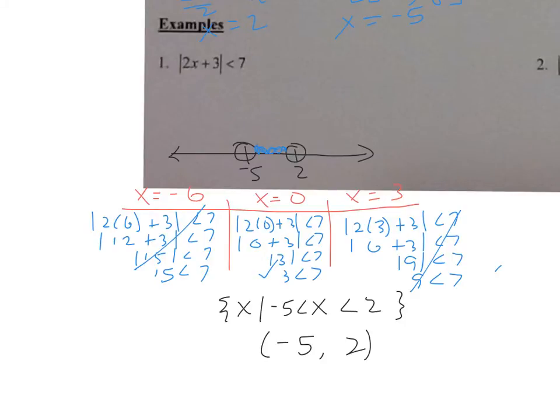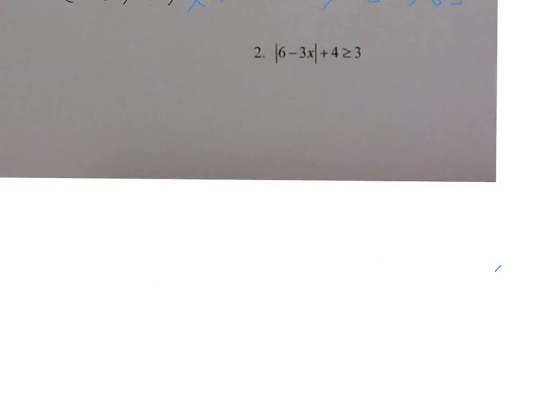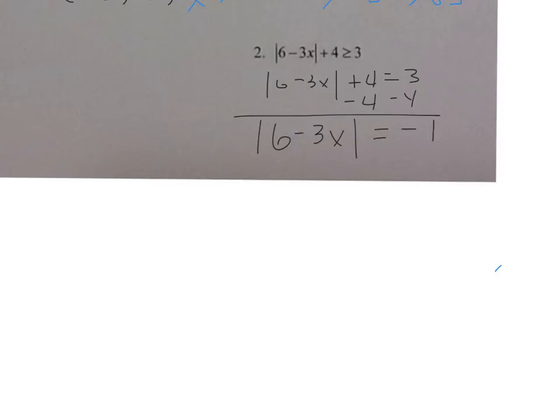Okay, so let's take a look at 2. So the first thing we're going to do is change the inequality to an equal sign. So it's the absolute value of 6 minus 3x plus 4 is equal to 3. And now I'm going to minus 4 to isolate, so it's the absolute value of 6 minus 3x is equal to negative 1.